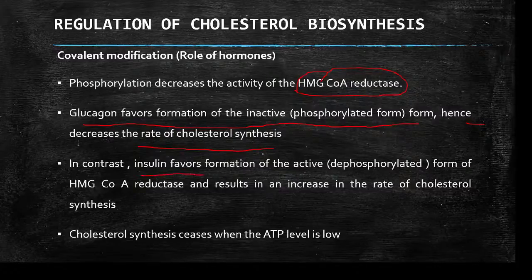Here glucagon will create the inactive form of HMG-CoA reductase enzyme, whereas insulin will dephosphorylate and activate the HMG-CoA reductase, because insulin is released in larger amounts when there is a higher amount of glucose. So there is sufficient energy reserve, and in that case the acetyl-CoA can be diverted for cholesterol biosynthesis. Insulin will favor activation of HMG-CoA reductase and cholesterol synthesis, whereas glucagon will favor inactivation of HMG-CoA reductase and slow down cholesterol biosynthesis. When ATP level is very low, cholesterol synthesis will stop completely until the energy level rises.